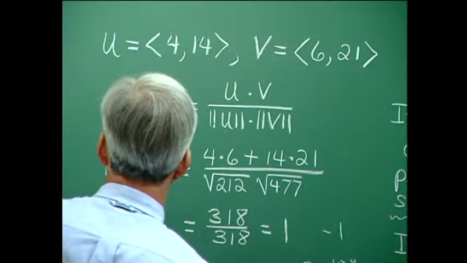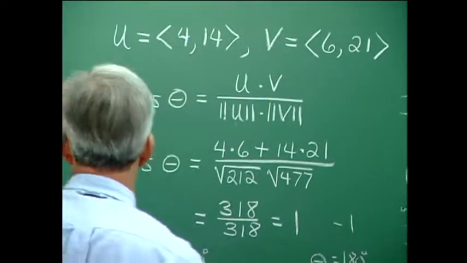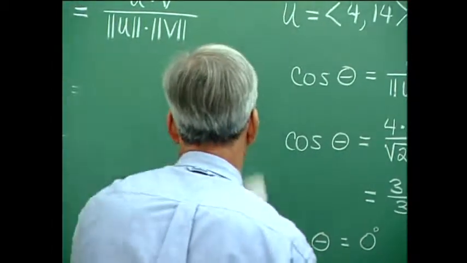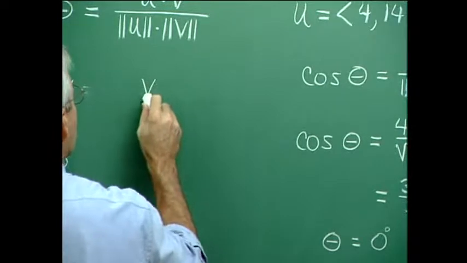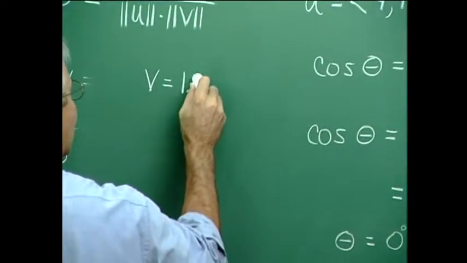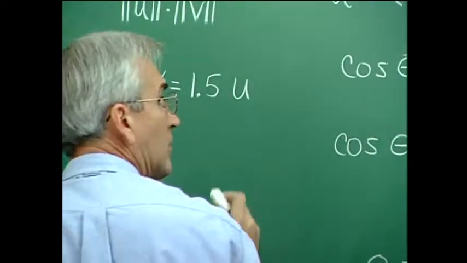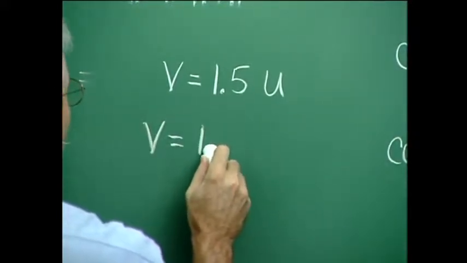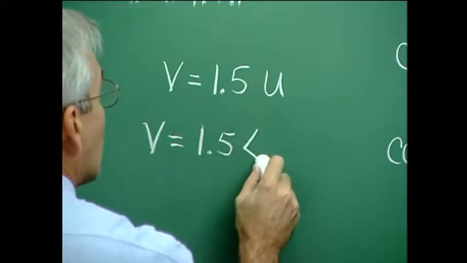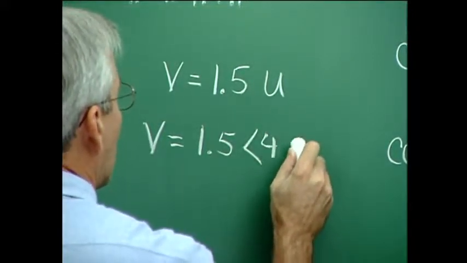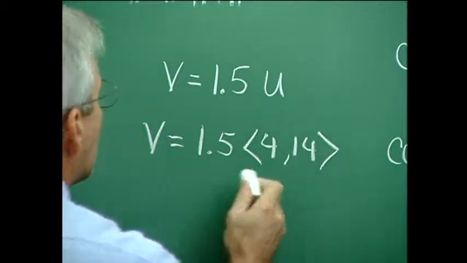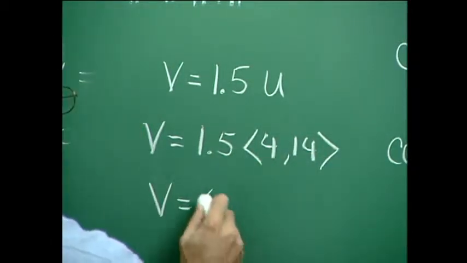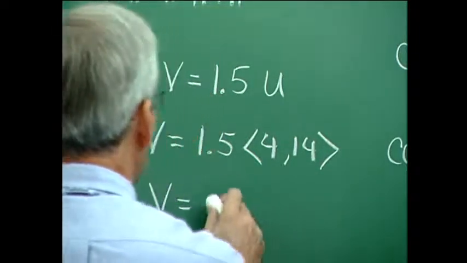And I think the easy way to do it is like this. I can say that v is 1.5 times u, because understand that v then is 1.5 times the u of 4, 14. And we know that 1.5 times each of these gives a v of 6, 21, as expected.